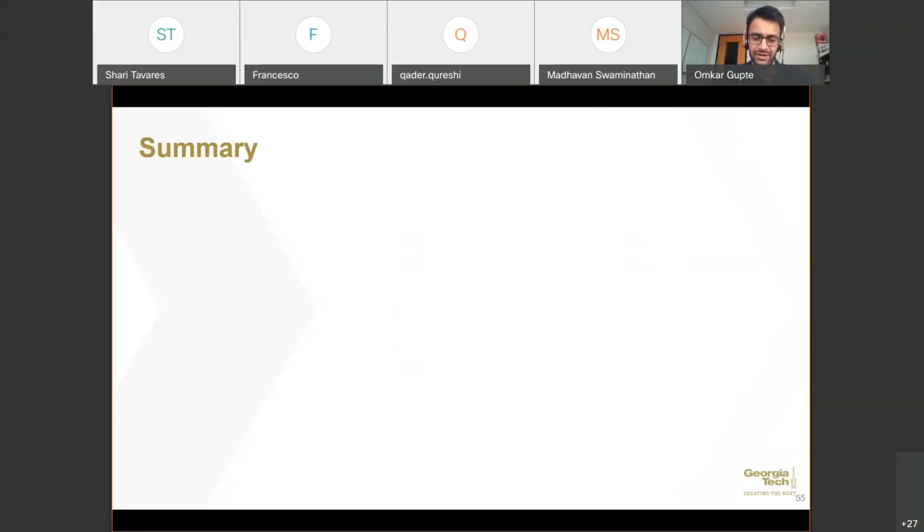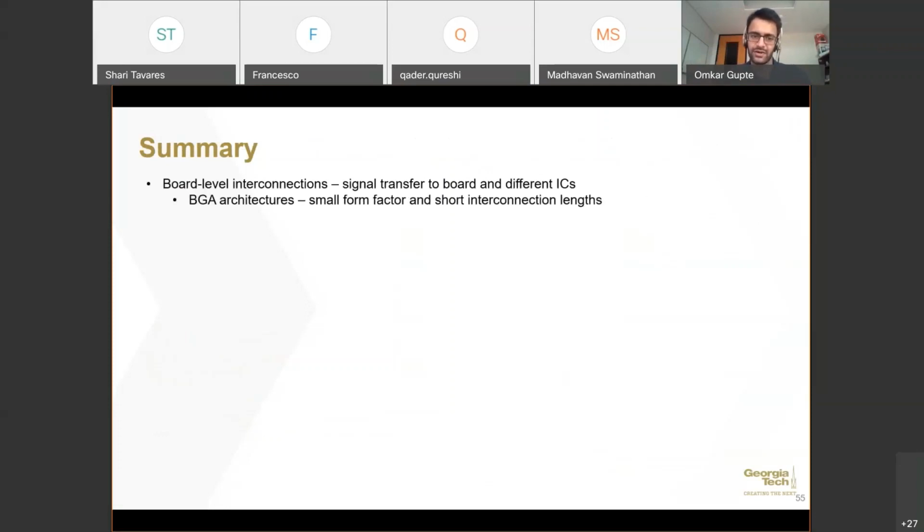So with that, I would like to summarize the talk, what we discussed from the beginning. First, we talked about board level interconnections and why they're important, because they help in the signal transfer from the package all the way to the board, and also help in connecting different ICs. Why BGA architectures are used: because of the small form factor and the shorter interconnection lengths over the other counterparts like sockets.